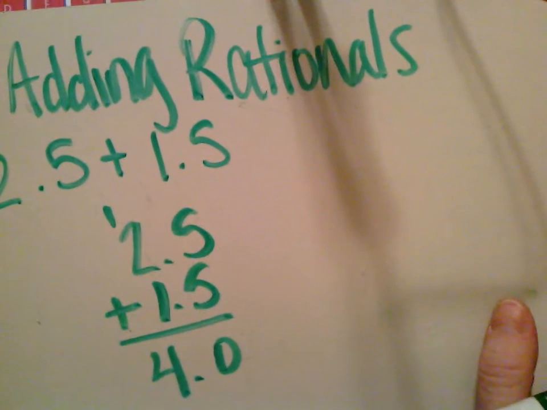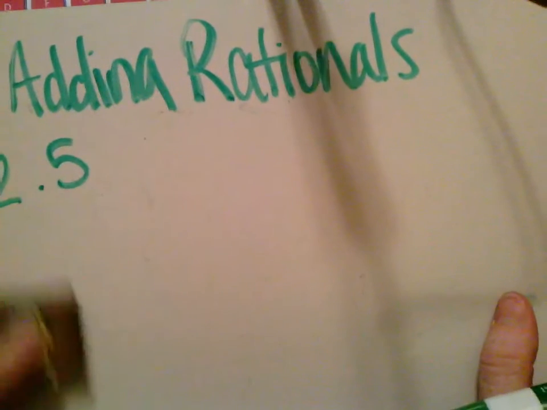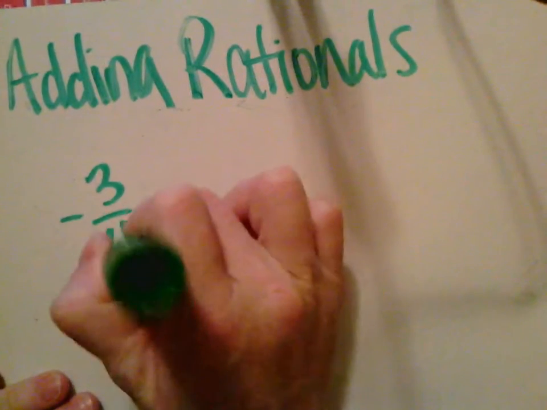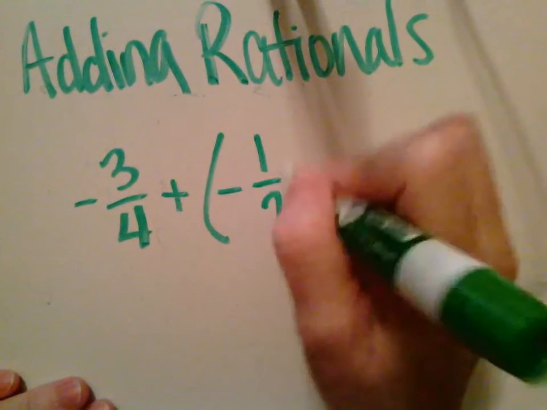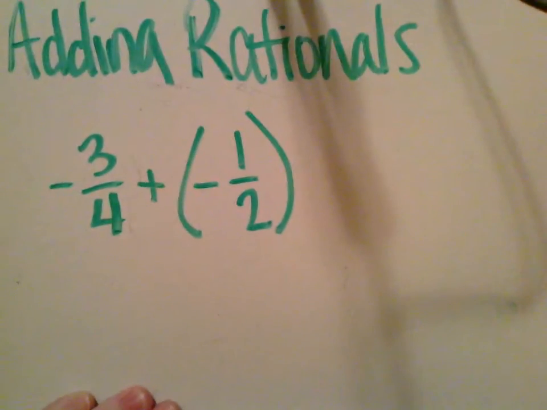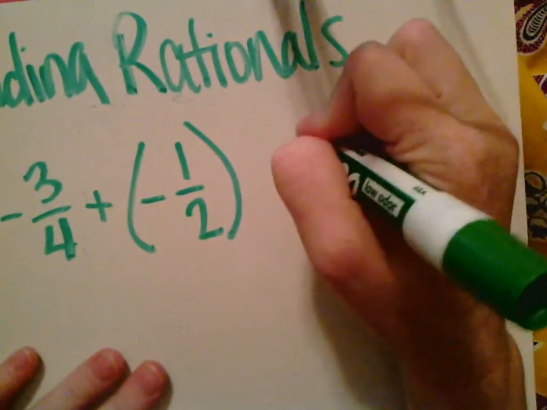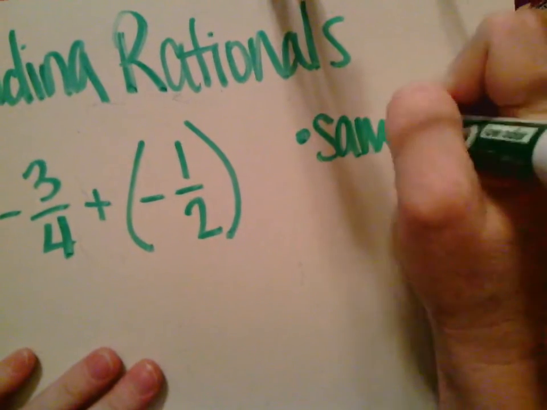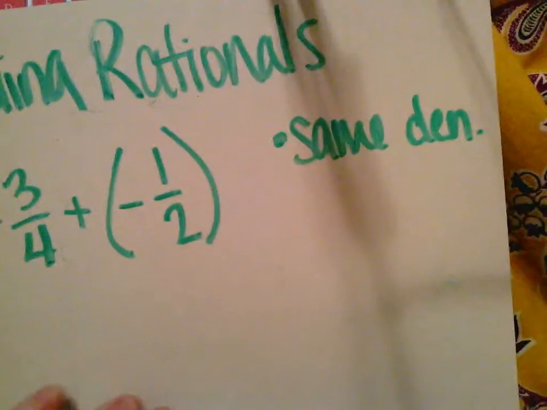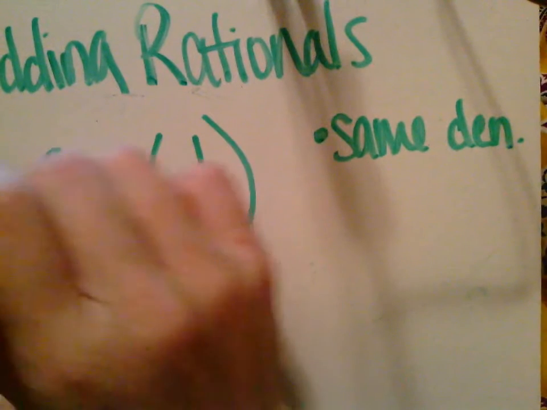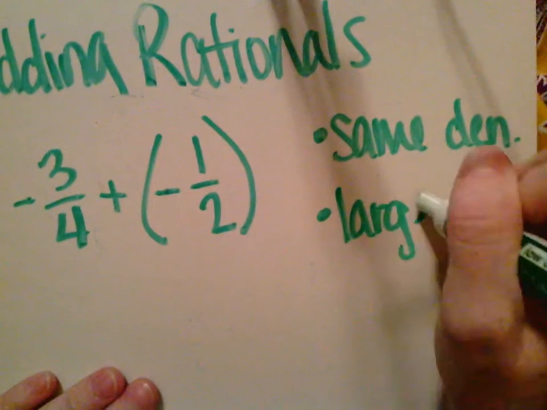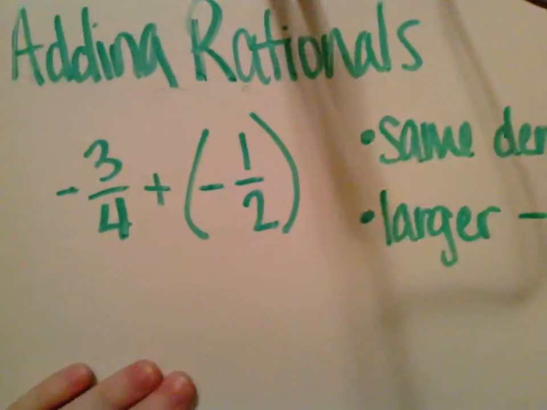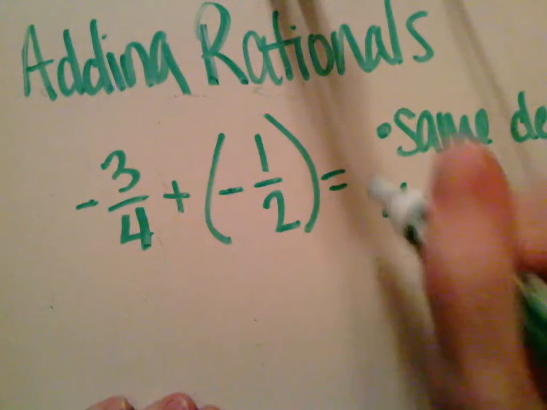Another example, let's look at a fraction. So if we have something like -3/4 plus a -1/2. Some of the things that I know about adding fractions is, one, they have to have the same denominator, okay? And when I add two negatives, I'm really just making a larger negative number, okay? So this one will be a negative number.